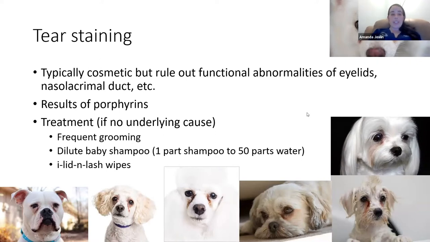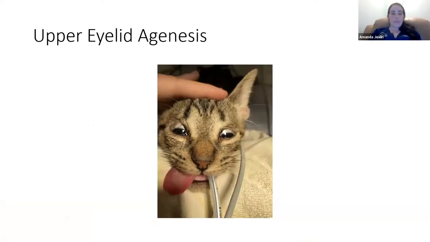If there are no other issues, frequent grooming, keeping the hair as short as you can right around the eyes is great. I like to use dilute Johnson & Johnson baby shampoo and also eyelid and lash wipes. Tends to work really well. It's what I use for my dog. She gets it right around the face, but ultimately any dog with white hair around the eyes is susceptible to it. Also switching the dog to filtered water can help decrease it.